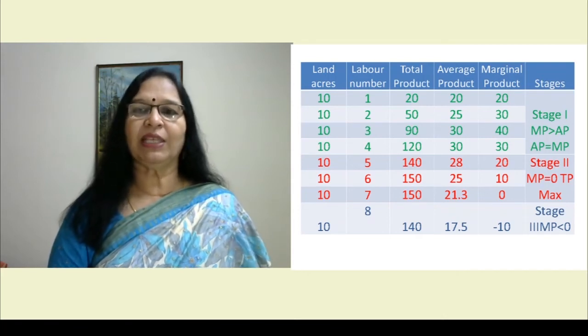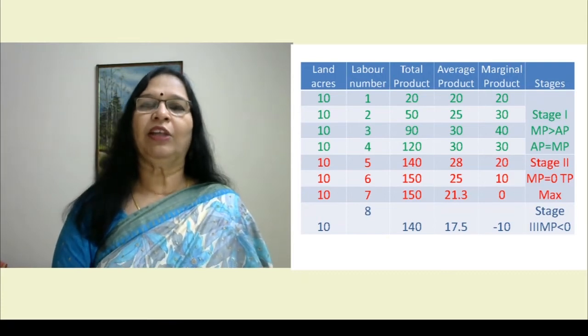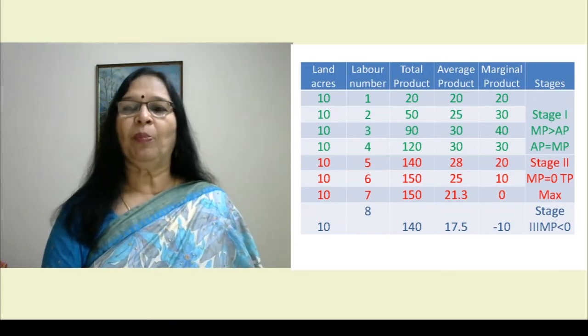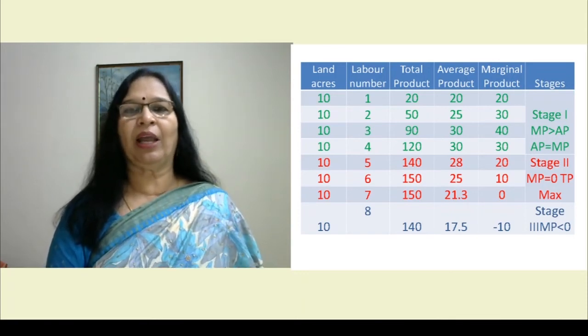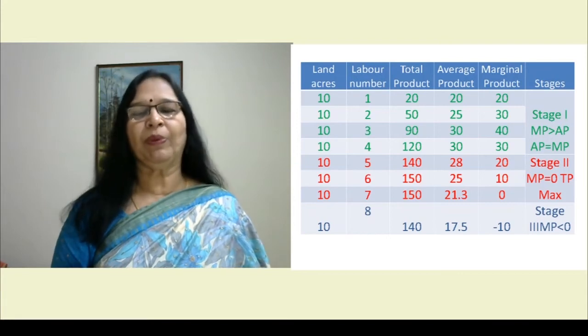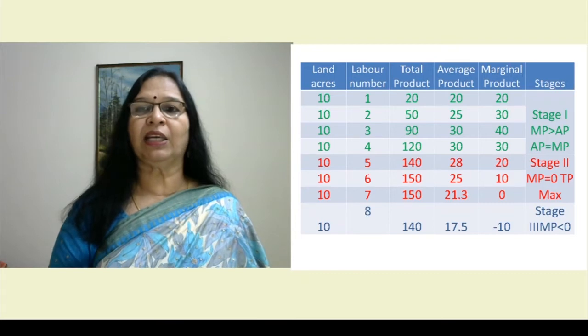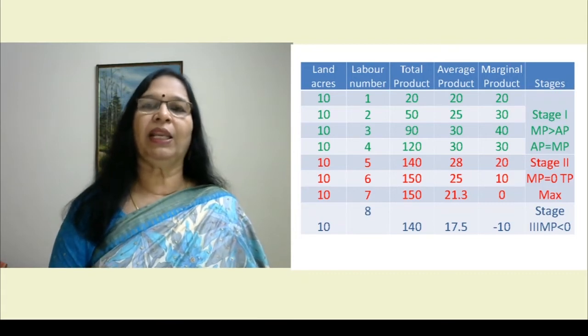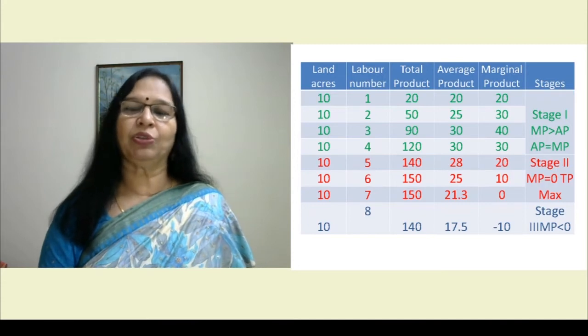Now the first stage is known as the stage of production where the firm can continue. Here, marginal product is greater than the average product, and at one point the average product will be equal to the marginal product. So marginal product, you can see, has increased to a maximum of 40, and then it has come back to 30.